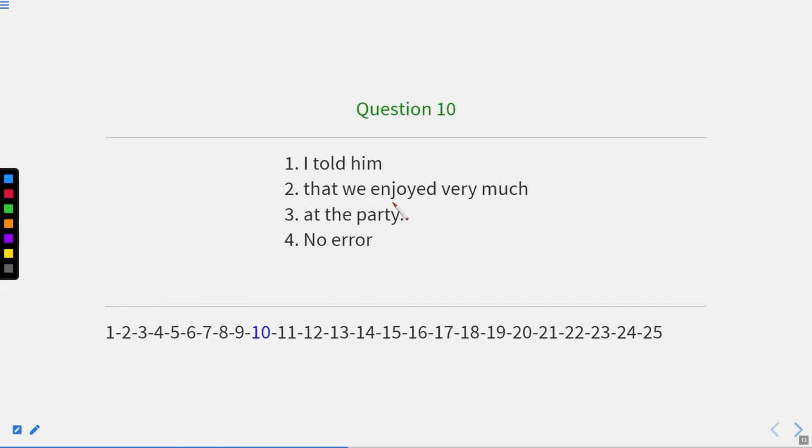This is question number 10. I told him that we enjoyed very much at the party. So I told him that we enjoyed very much. Here, if we see the sentence, I told him that we enjoyed very much at the party. So told him is in the past tense, that we enjoyed. Now told him is in the past tense and we enjoyed very much.